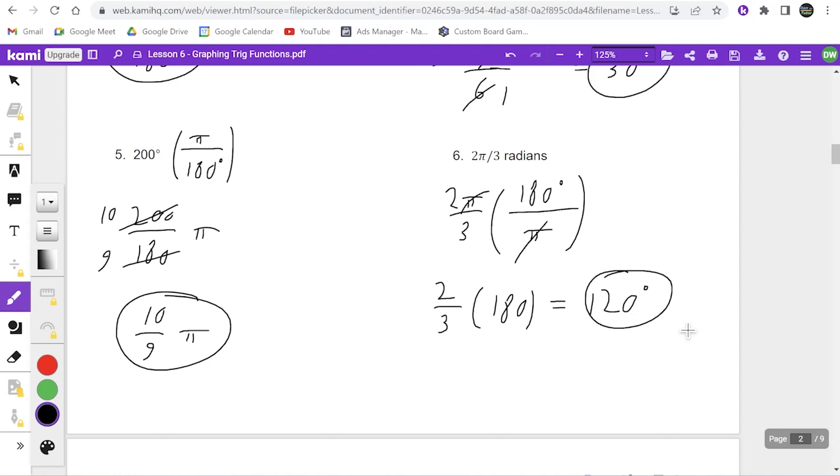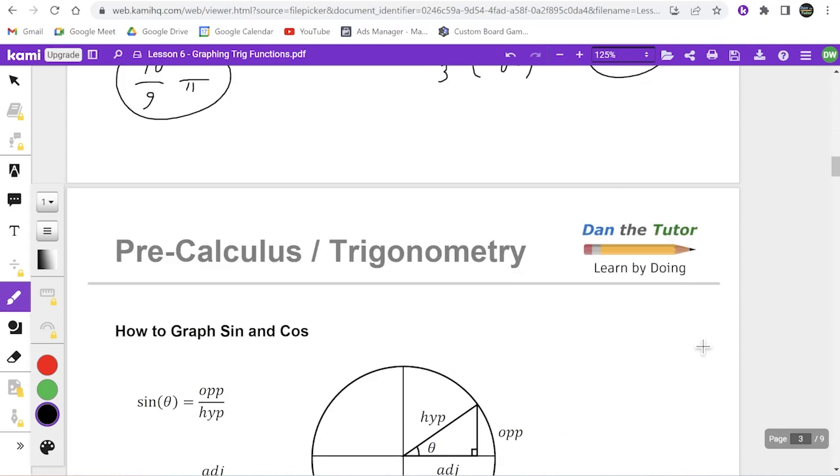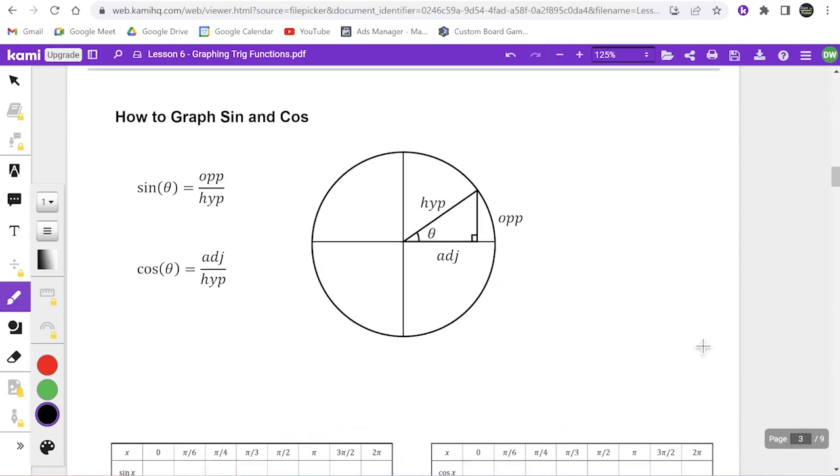But I also expect me to be a good enough teacher where it's going to make sense enough to answer the questions in front of us, and that's all I care about for today. I don't expect you to be experts. Now, how to graph sine and cosine.